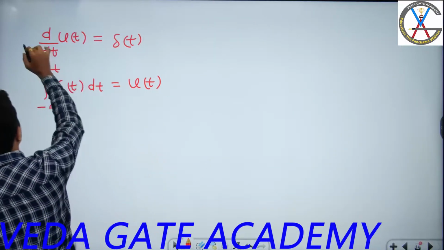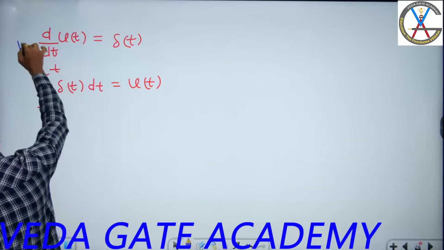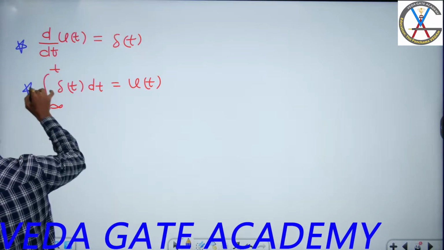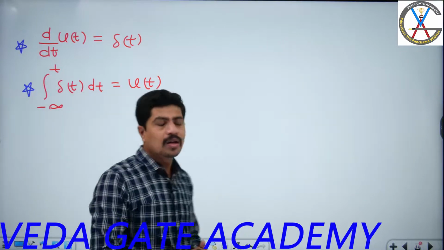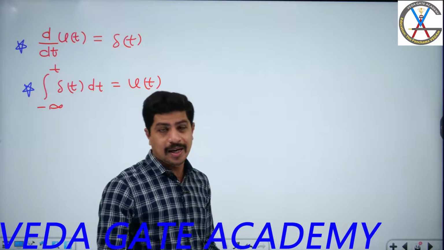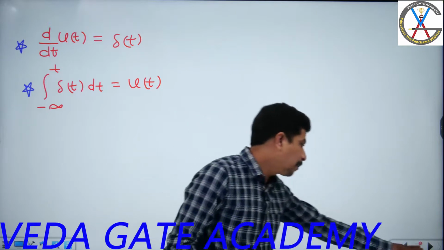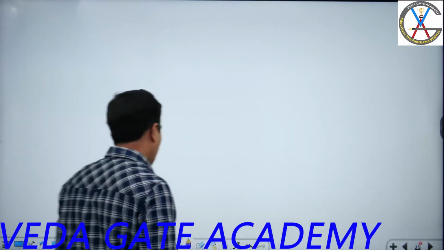Yes, please, these two are very, very important. Later in time response analysis, I'm going to use these identities a number of times. Please do remember. So with this we are done with which signals? Step signal and impulse. The next signal is the ramp signal. Let's go for the ramp signal.